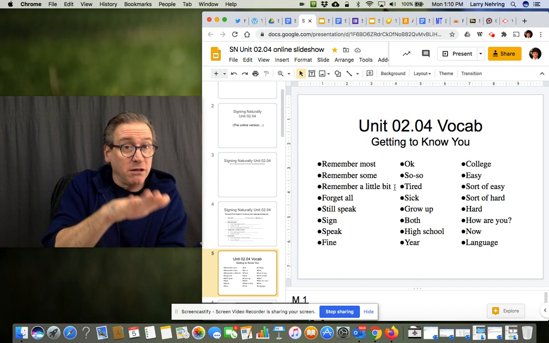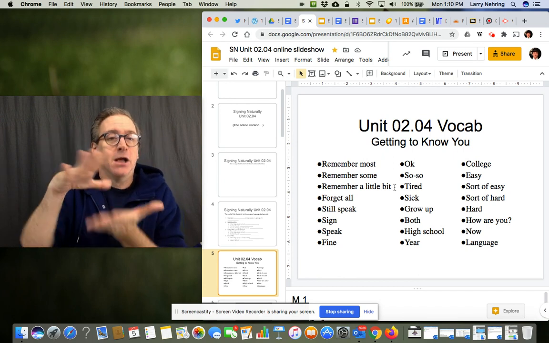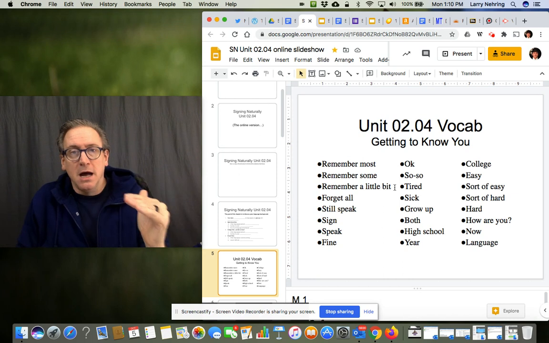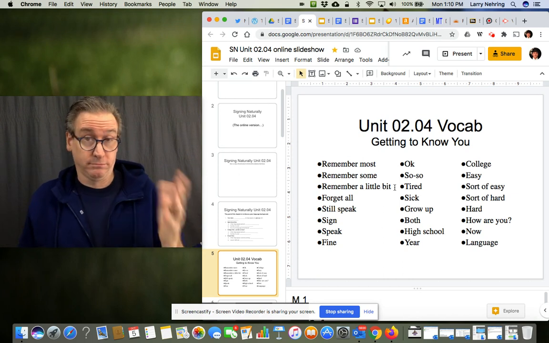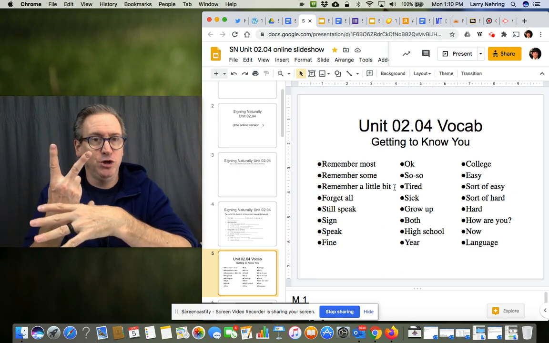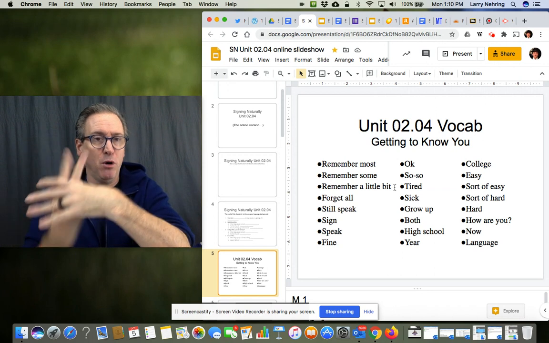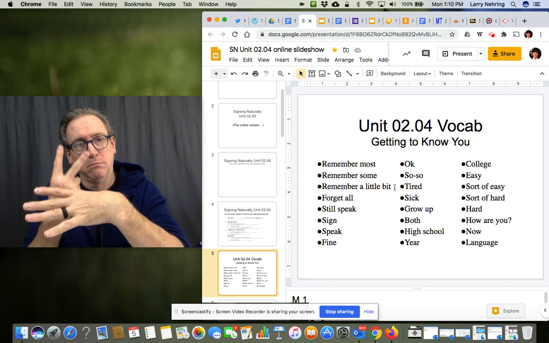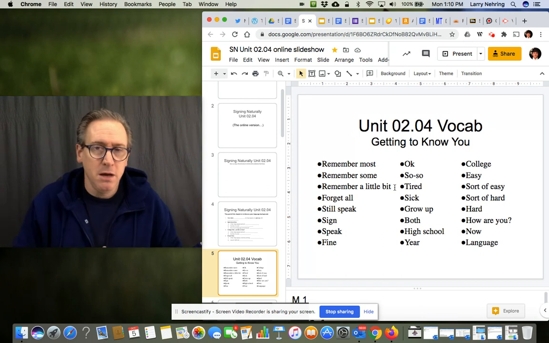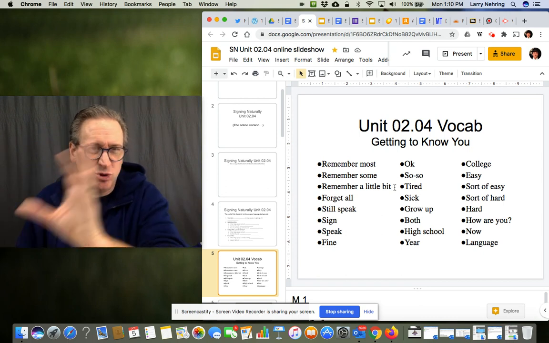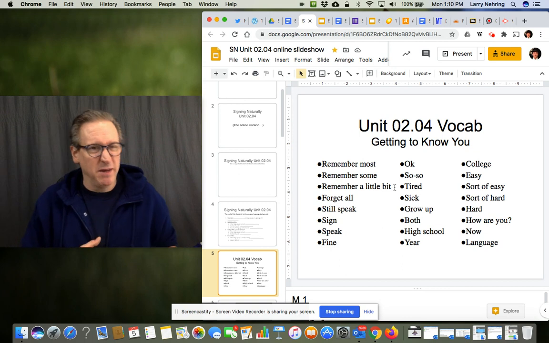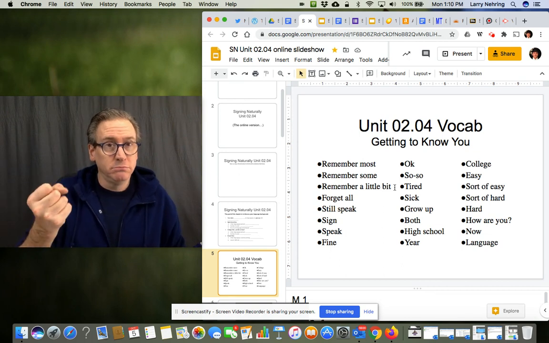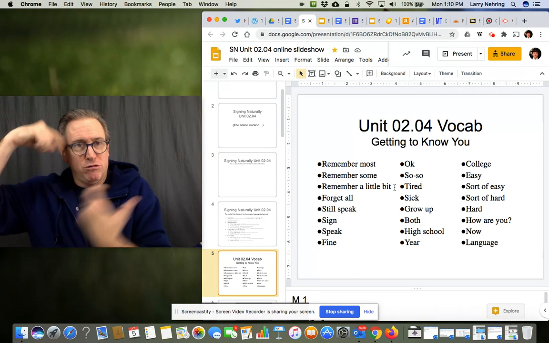Remember, this is a sign for college. Both. Two into one. You put both into the cup, right? Both. Once we get to the actual dialogue, these will make a little bit more sense why they're in this order. High school. High school, I learn Spanish.